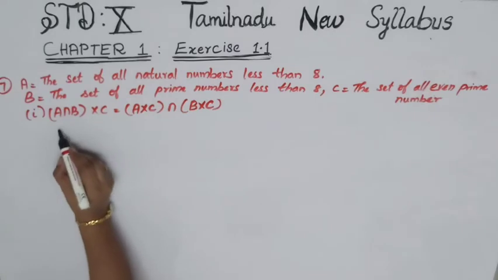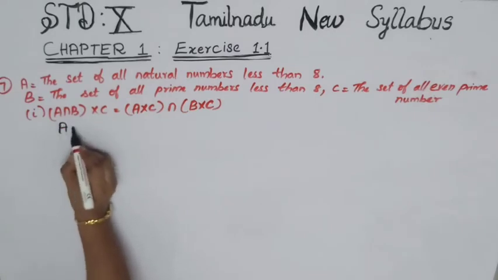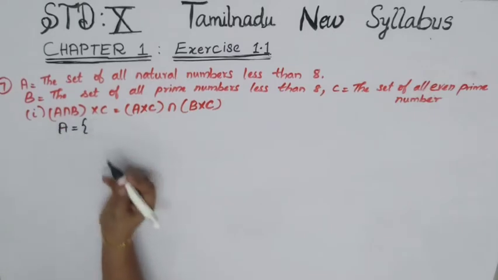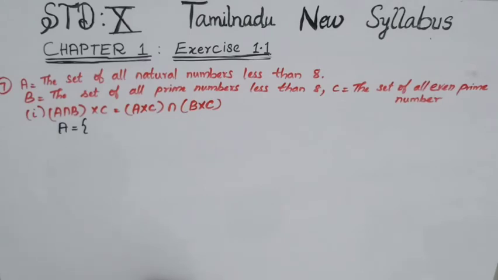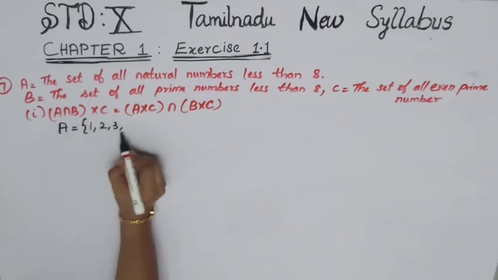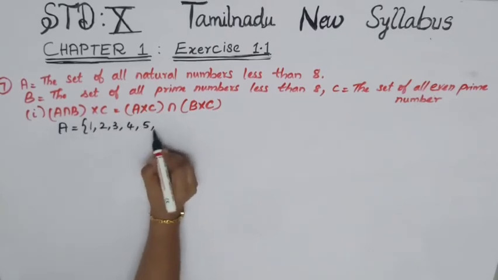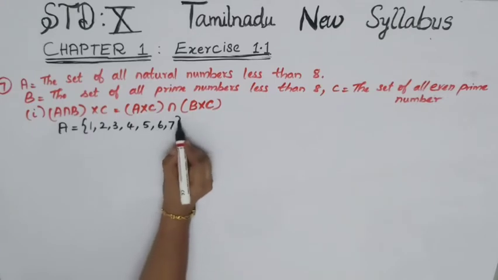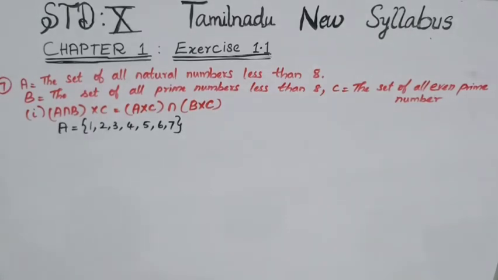So, first A you will have to write it, only the conditions are given here. According to that we will have to write a set A, set B and set C. So, A is equal to the set of all natural numbers less than 8. Natural numbers start with 1, 2, 3, 4, 5, 6, 7. Less than 8 only is given, so up to 7 it will go.